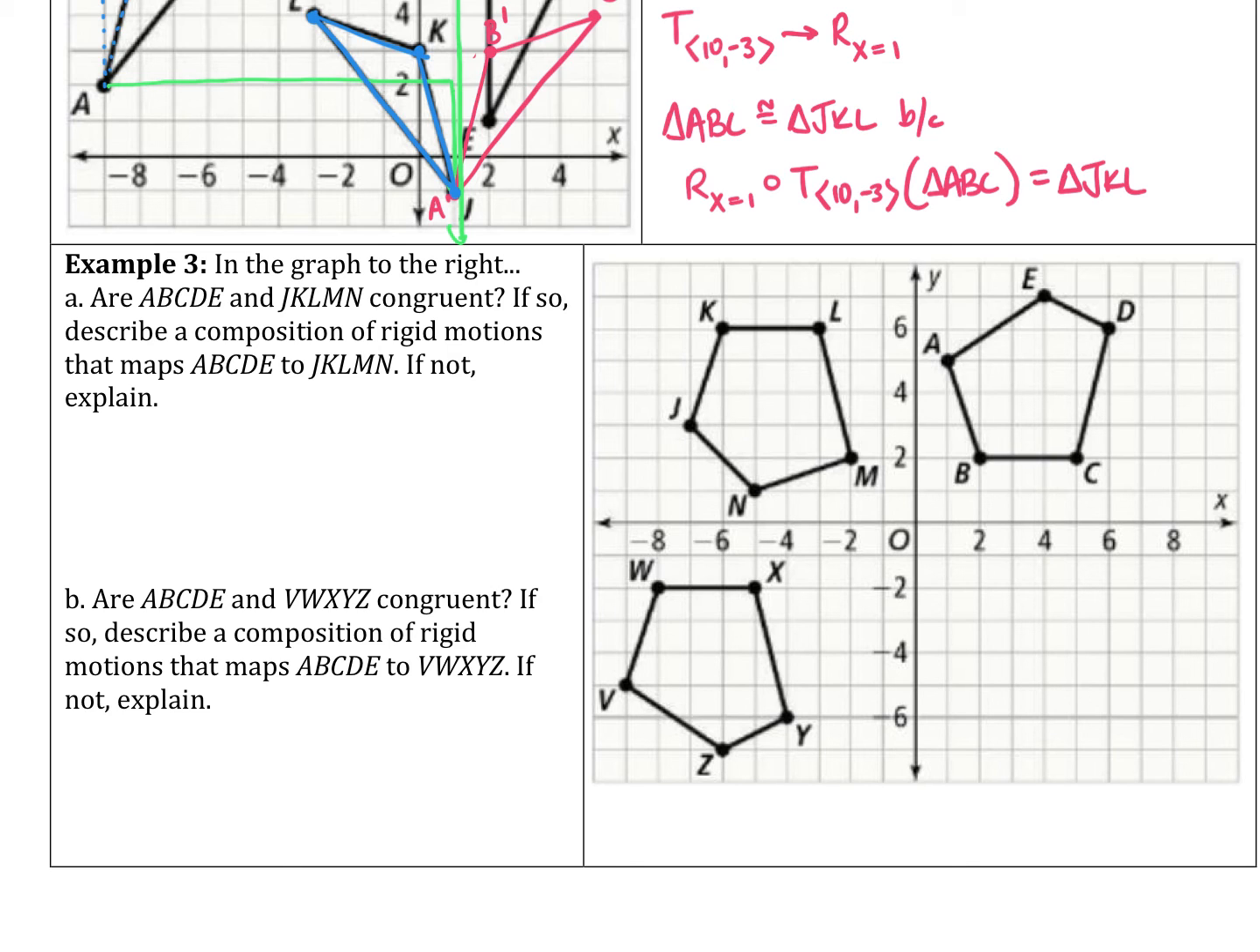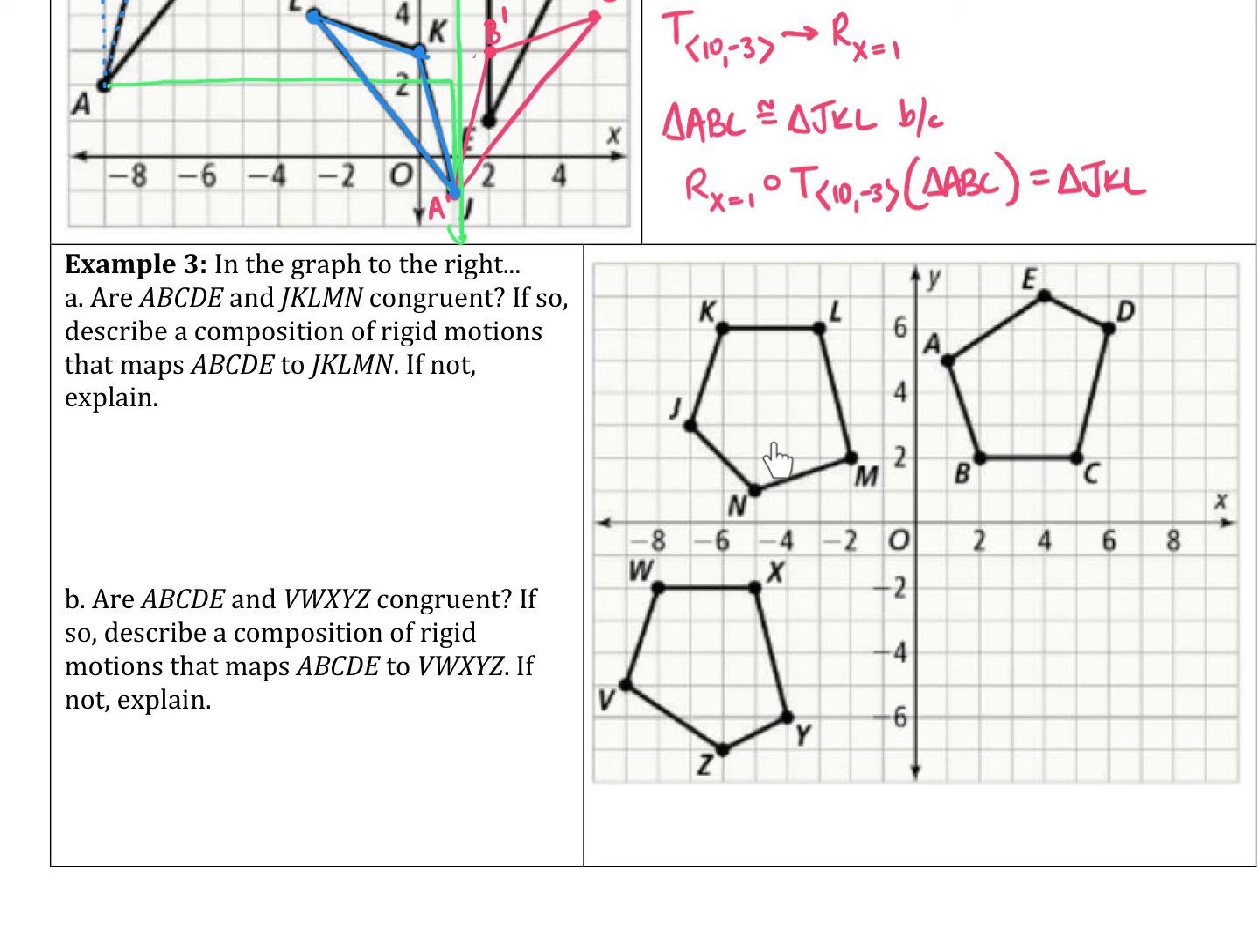First, it's asking if these two shapes, I guess these are now pentagons, 5-sided shapes, are congruent. And they'd be congruent if I can move A to J, and then B would have to move to K, and C has to move to L, and so on.